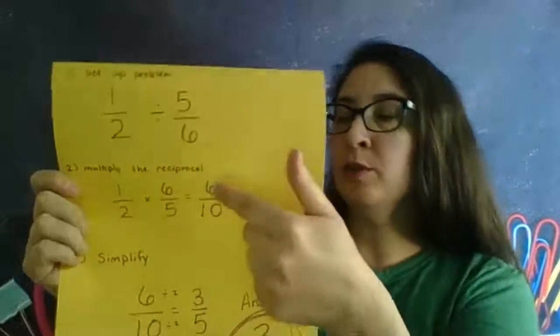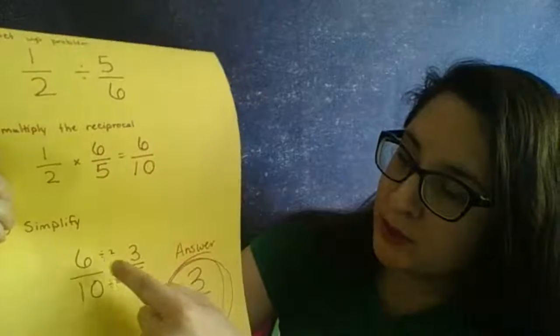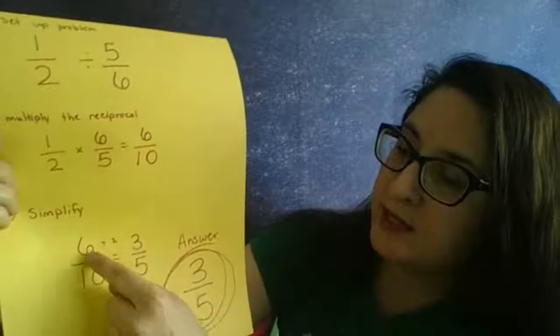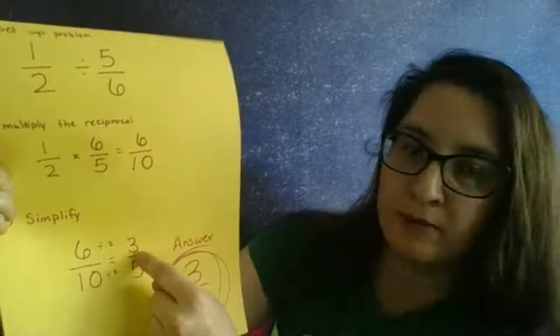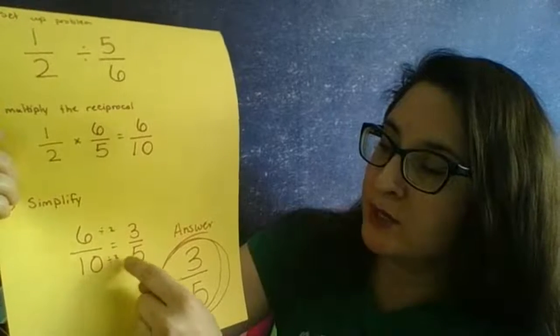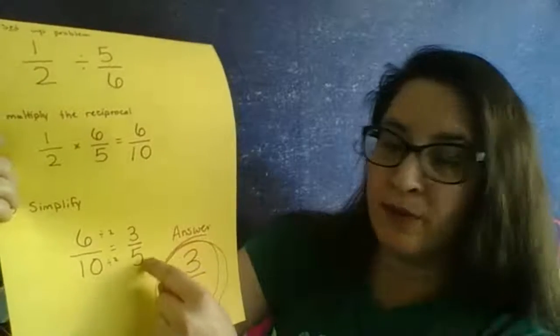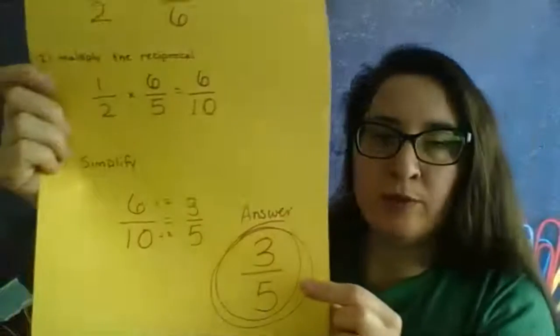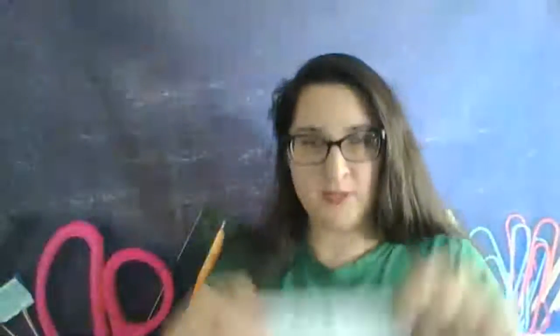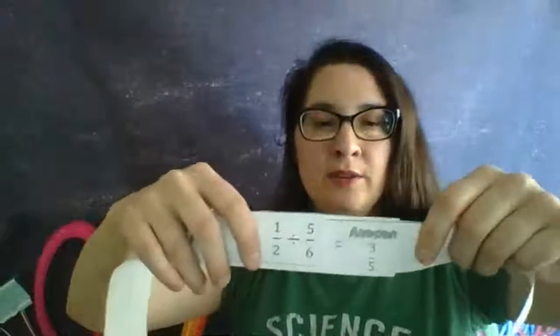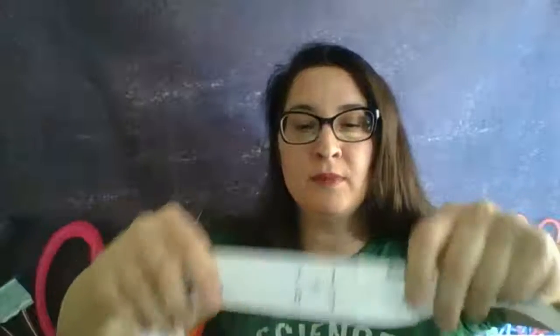2 goes into both 6 and 10. 2 goes into it how many times? 6 divided by 2 is 3. 10 divided by 2 is 5. So when it's simplified, you have your 3/5. So you're going to look for your 3/5 and you're going to glue that together. Then you are going to go on to the next one.